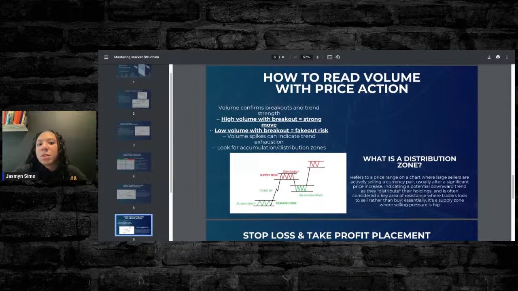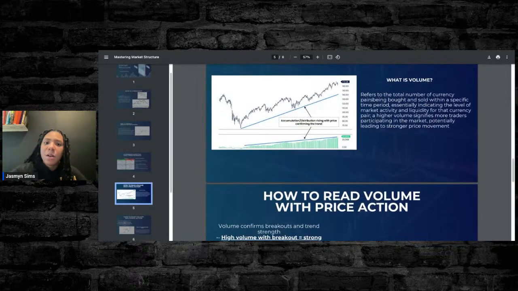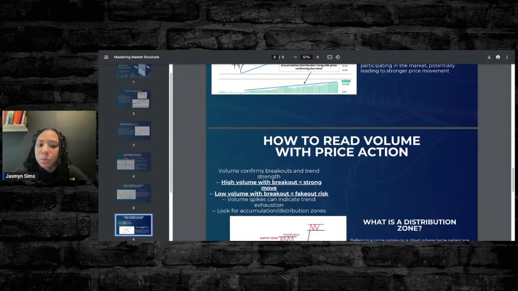So we just discussed accumulation up here. It doesn't necessarily have to be an uptrend. It could be a downtrend as well, as long as there's a steady increase or decrease in the market that matches the volume, or will reflect the volume.